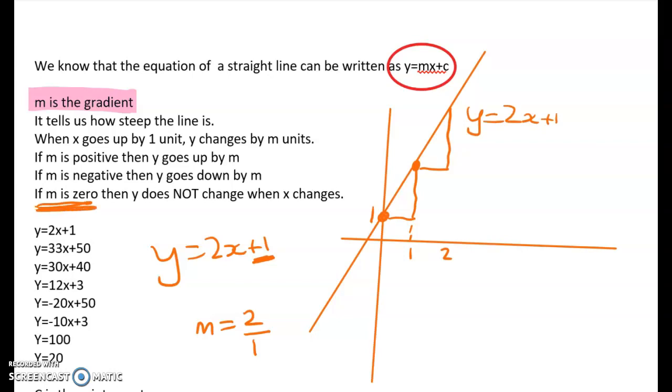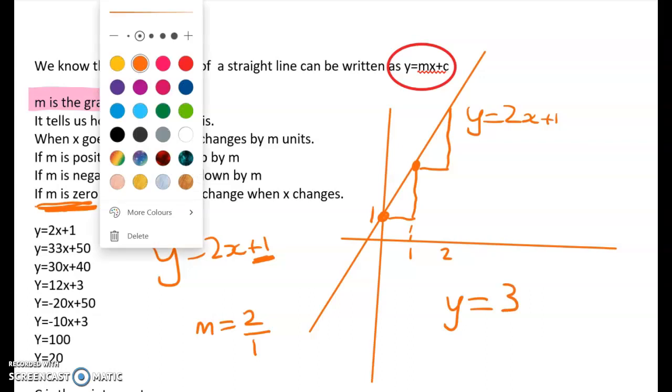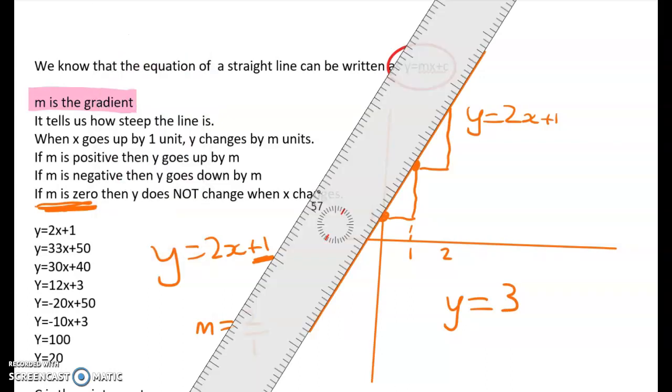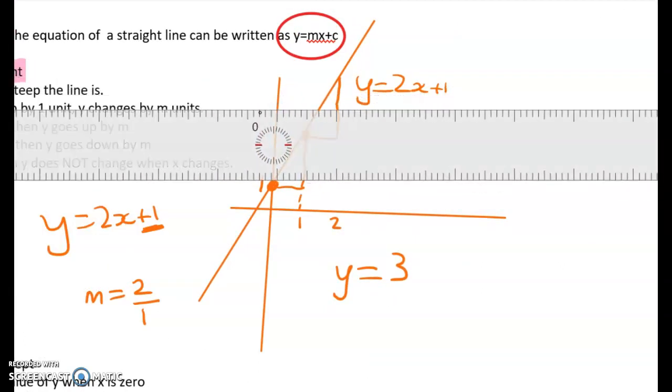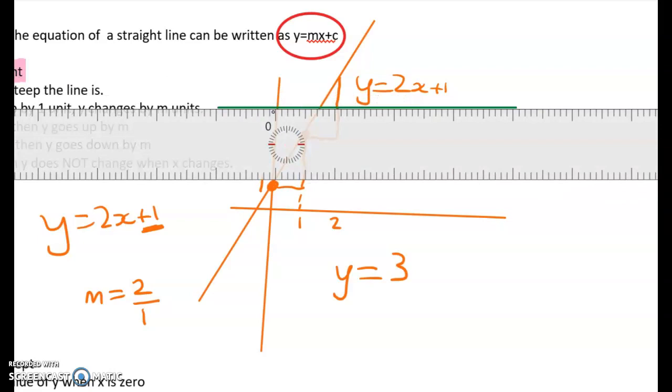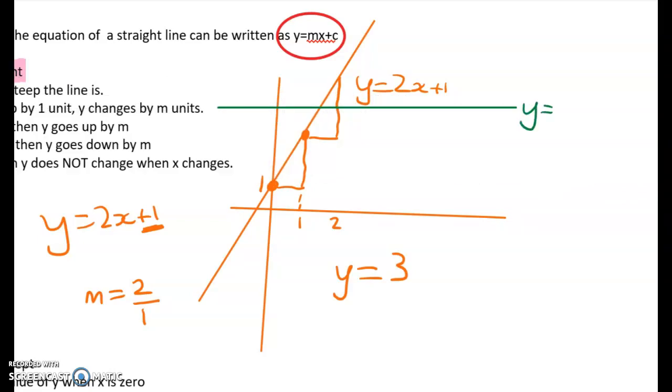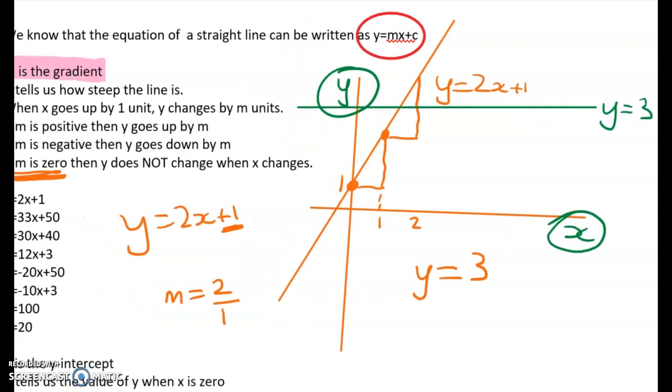If we've got a gradient of 0, then the equation of my line will just be something like y equals 3. And that means that the y value doesn't change when the x changes. So then my line looks like this. It's a horizontal line. And we got really good at knowing what that means with word problems. That means that nothing is changing in the y value, no matter what's happening to the x value.